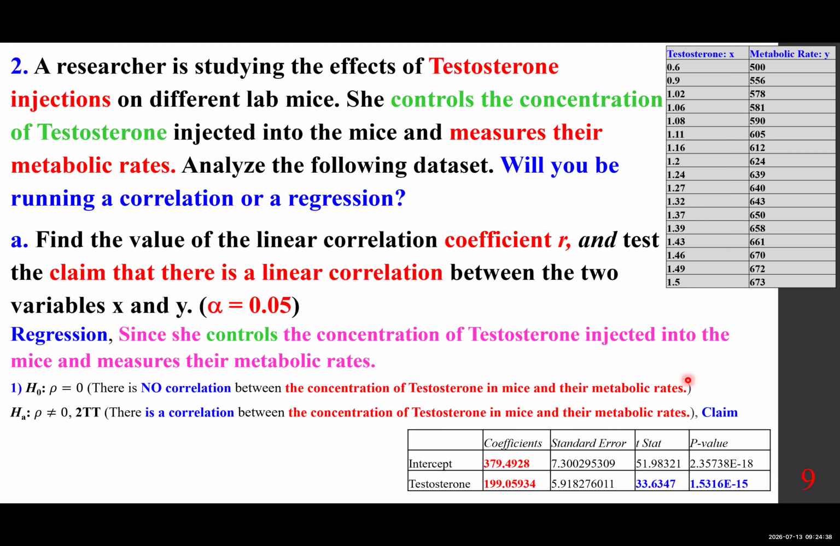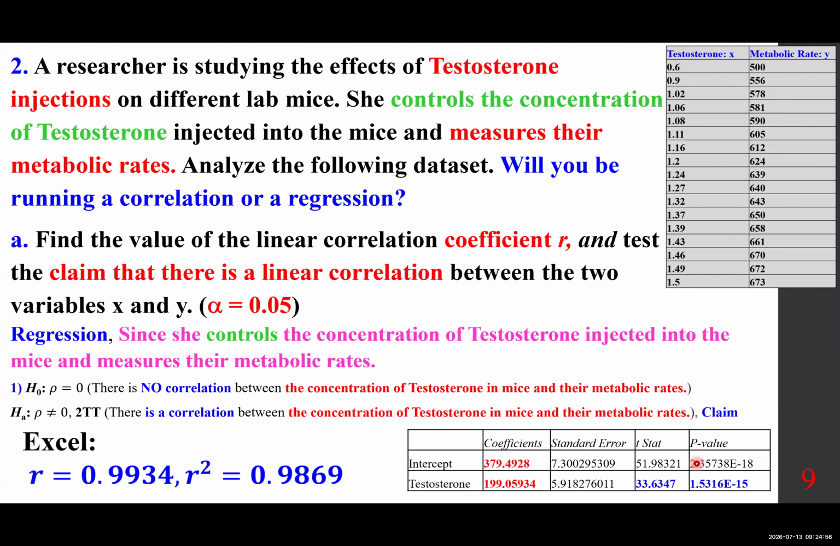So we run the Excel, or you can use TI calculator. Remember, L1 and L2 makes no difference. It gives you the table. I'm going to go over the meaning of a table step by step, so you don't have to do this by hand.